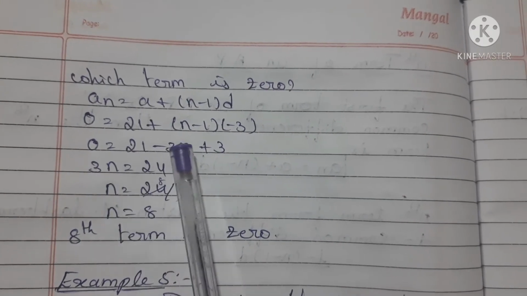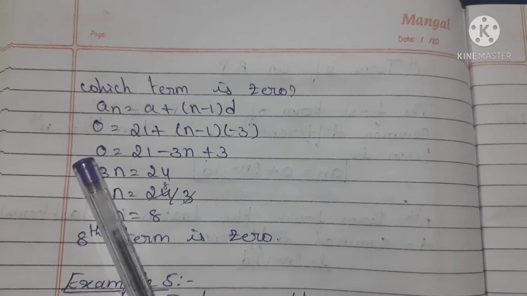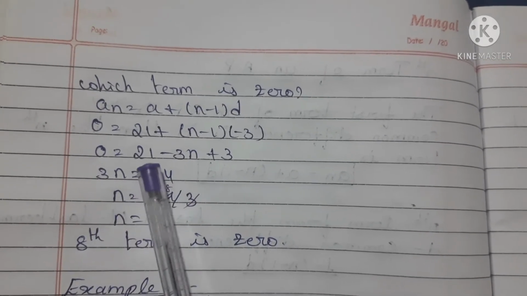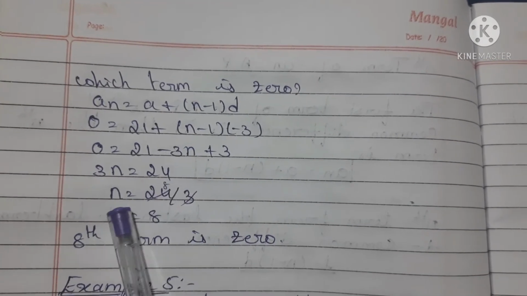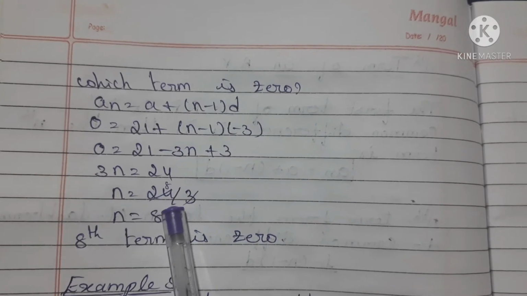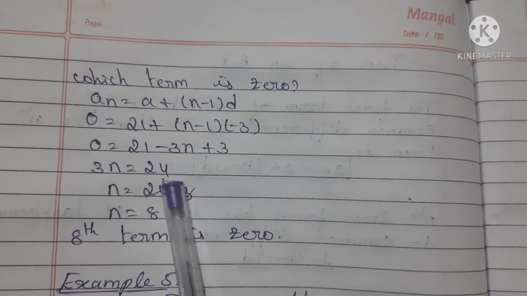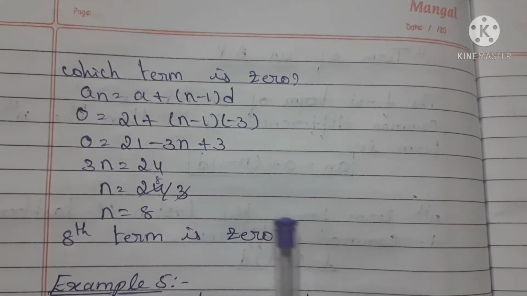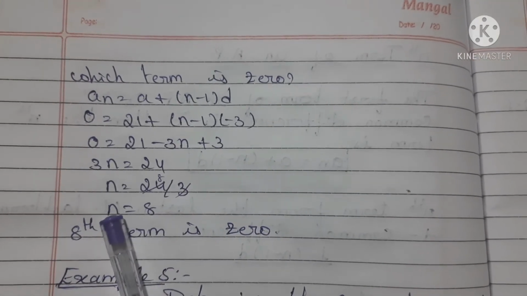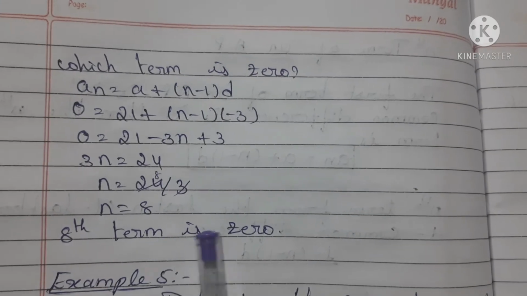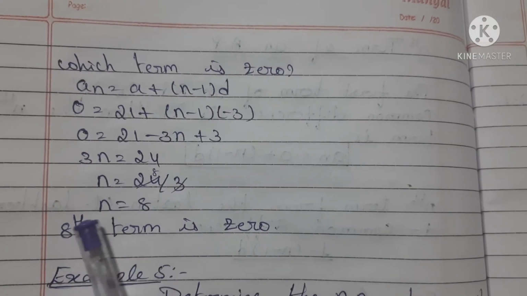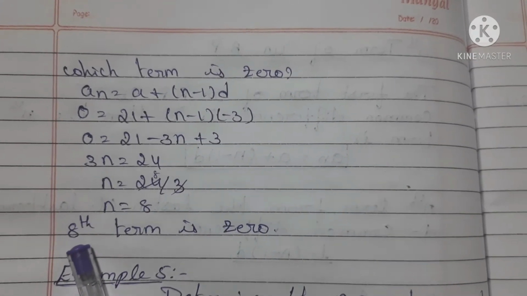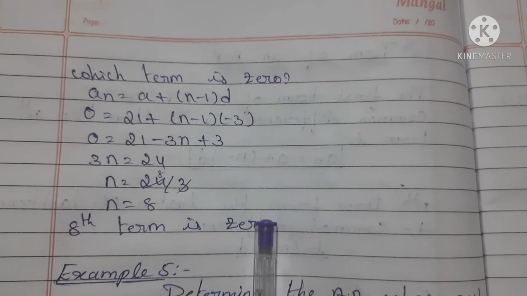Again, here this minus 3n comes to this side, so it becomes plus 3n. 3n is equal to 21 plus 3, which is 24. n is equal to 24 by 3. 3 eights are 24, so n is equal to 8. The nth term is 0. In that arithmetic progression, the 8th term is 0.